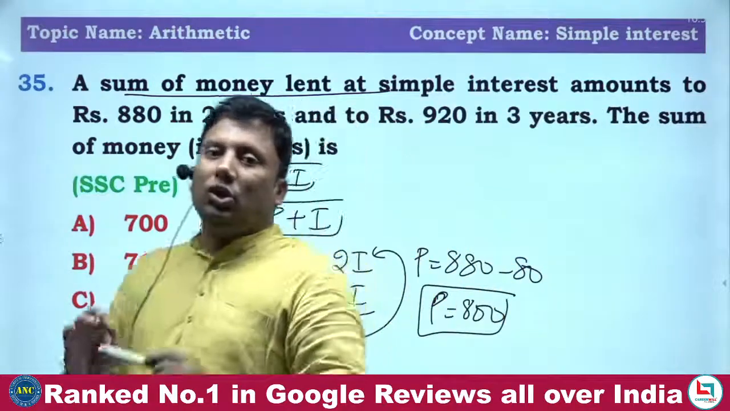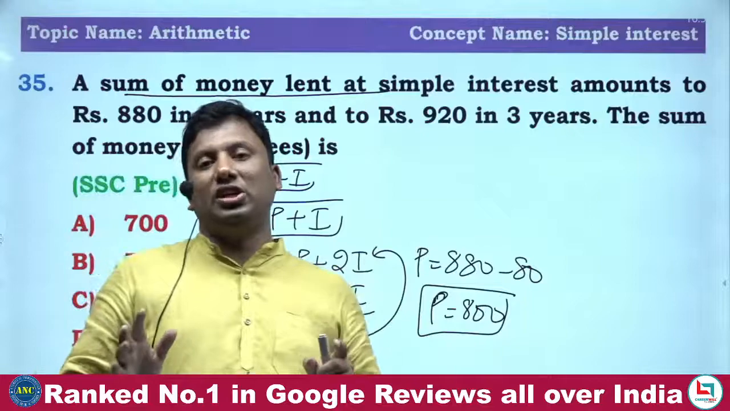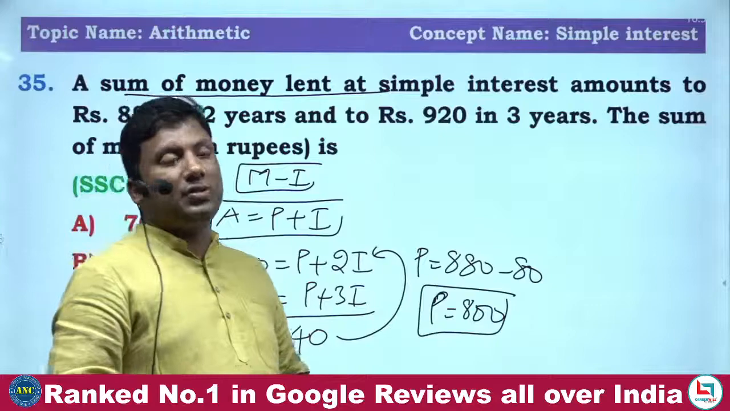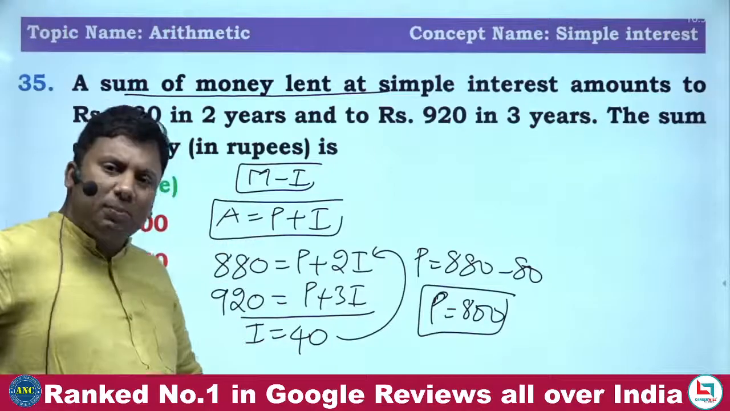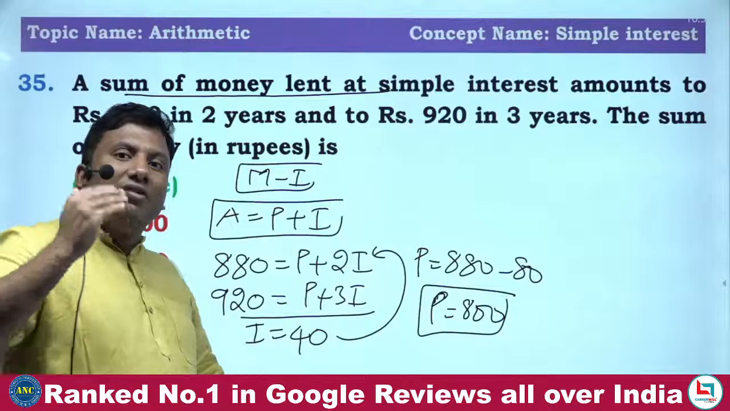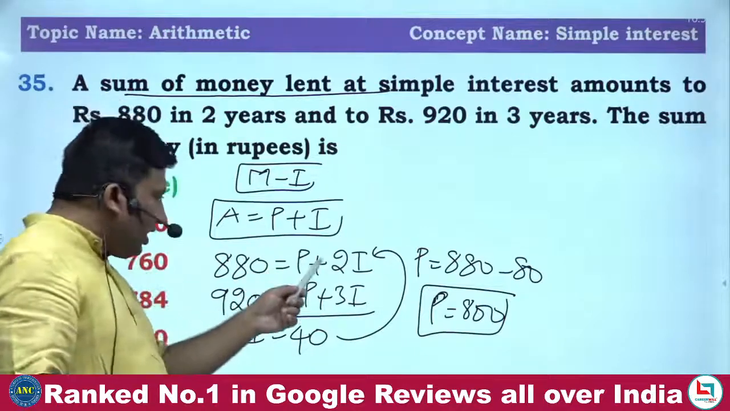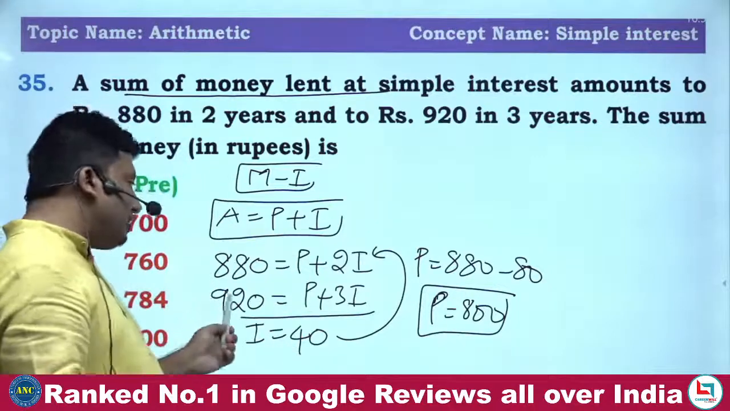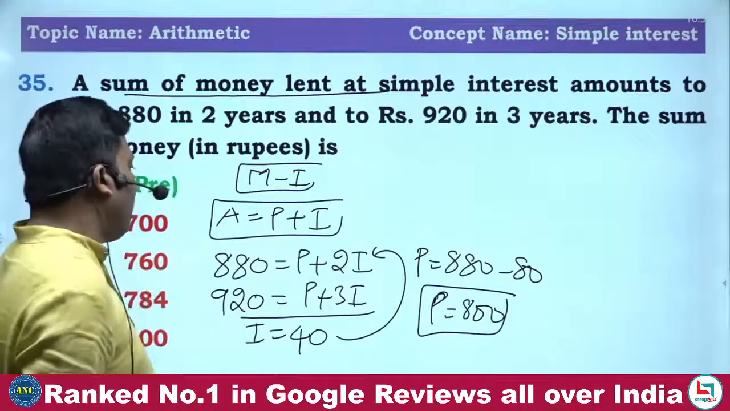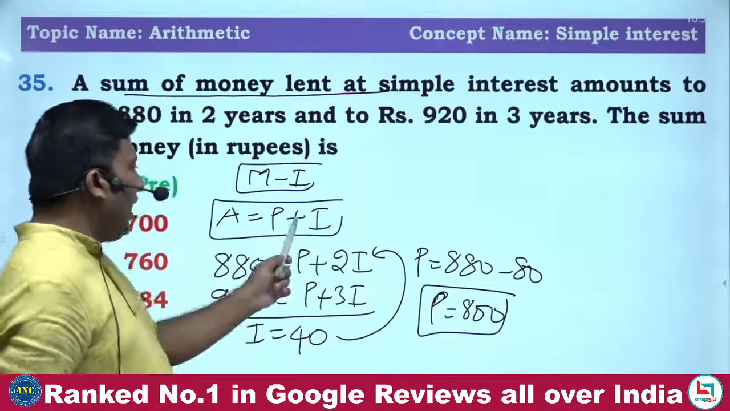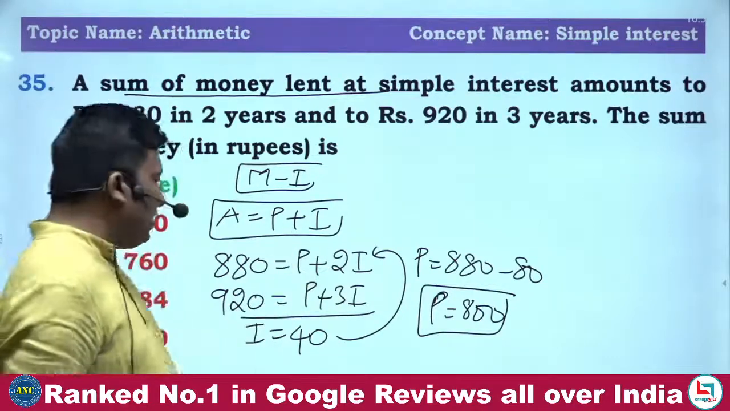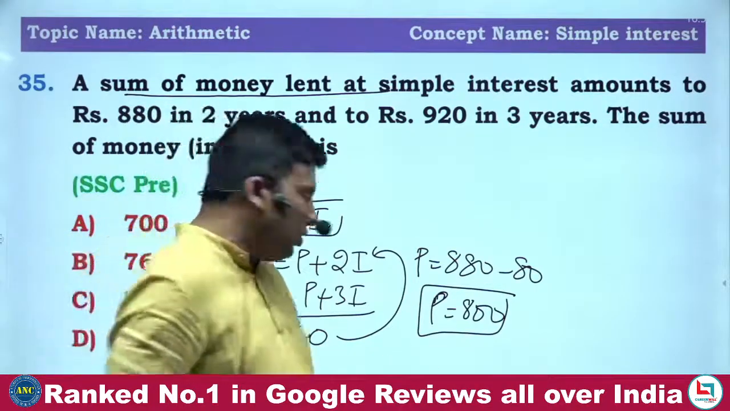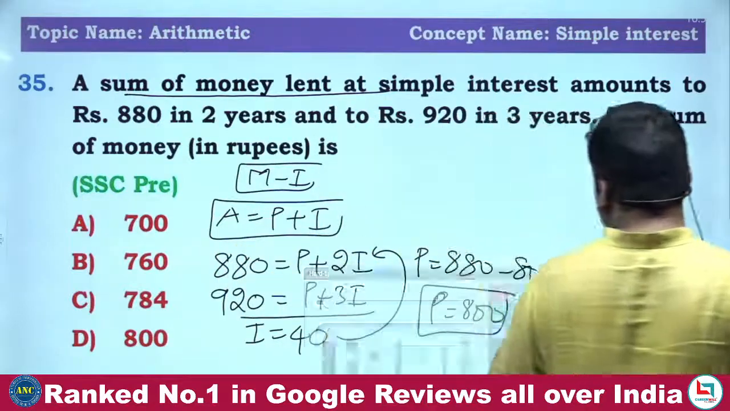But if you observe, you don't need to write any equations in this method and still you can get the answer if you understand the concept of simple interest. Amount is principal plus interest. In 2 years, first year I, second year I, total interest will be 2I. 880 is P plus 2I. For 3 years it is 920, P plus 3I, so I is 40. 2 40s are 80, 880 minus 80 becomes 800. Principal is 800. This is the traditional method.